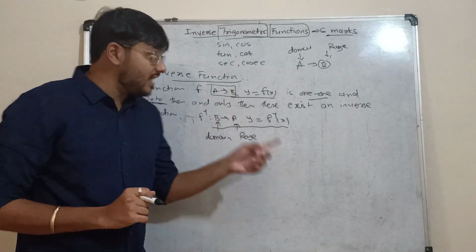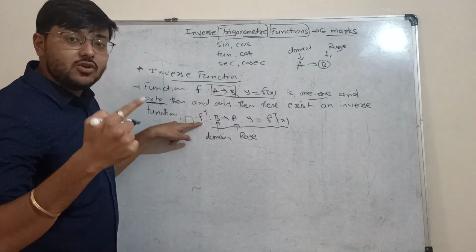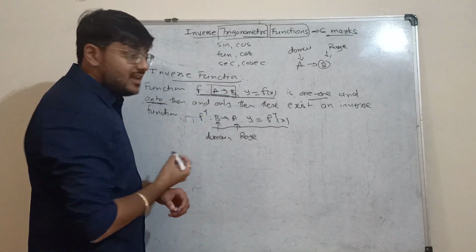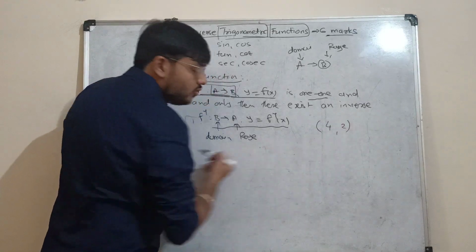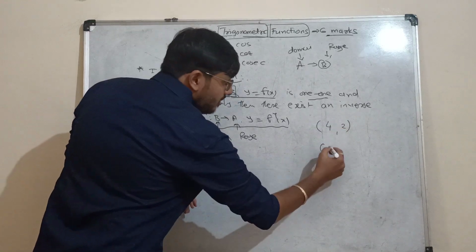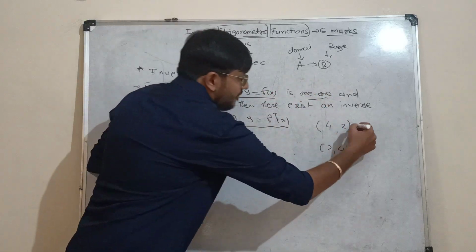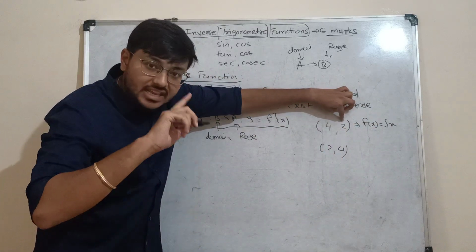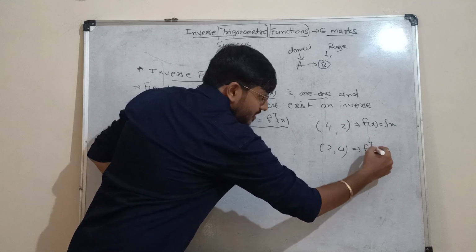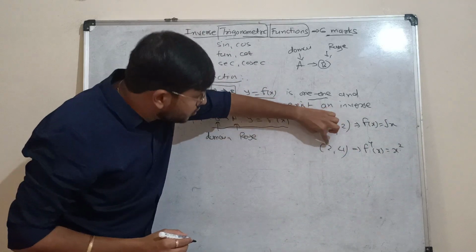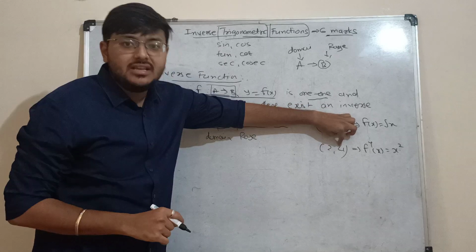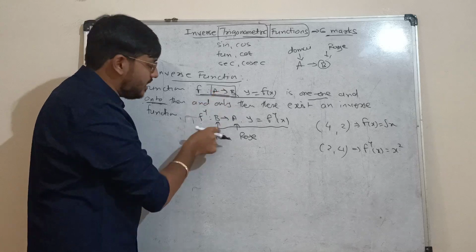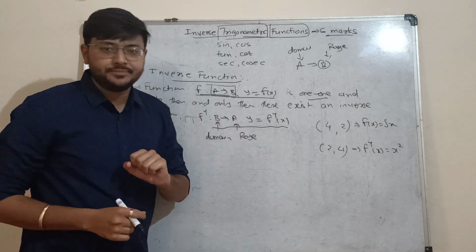Because we already studied that the inverse is a locus of the points of images of all the points on the function f(x). That means if we put 4 and 2, then in the inverse function the point will be 2 and 4. So right now for f(x) equals root x, 4 is the domain and 2 is the range, whereas its inverse f inverse x equals x square has 2 as domain and 4 as range, right? So that's why, according to the definition, if a function is defined from A to B, its inverse will be defined from B to A.